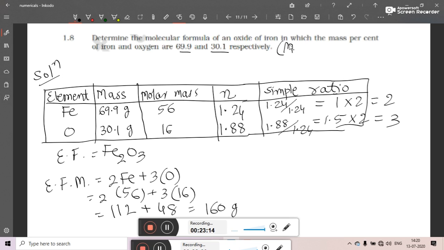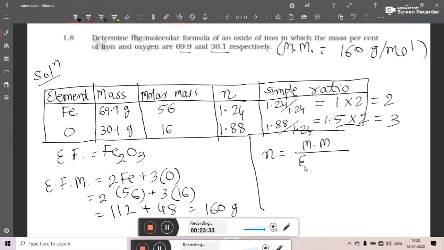Now molar mass will already be given to you in the exam in the question itself, and here molar mass is 160 gram per mole. Now we have to find small n. So small n equals molar mass divided by empirical formula mass. In the question molar mass is 160, divided by empirical formula mass, which is also 160. So our n equals 1.